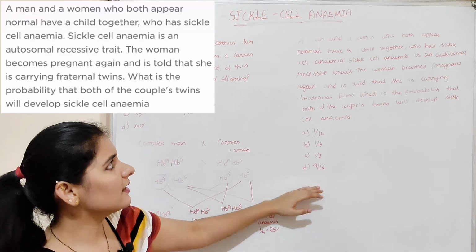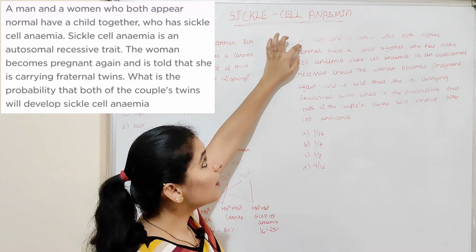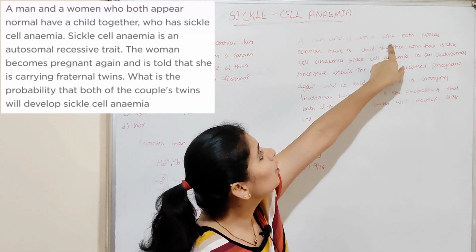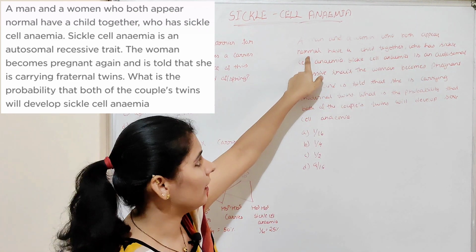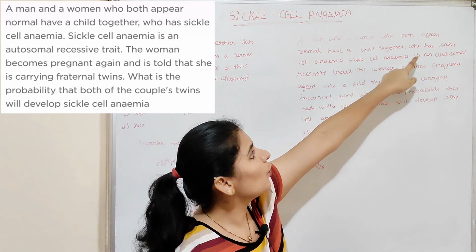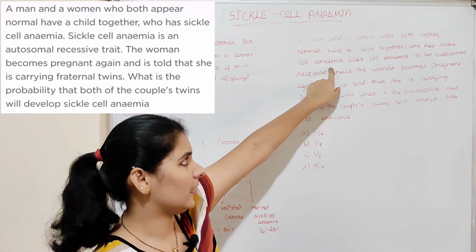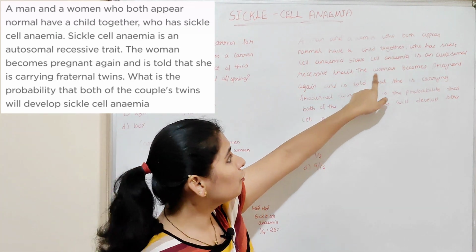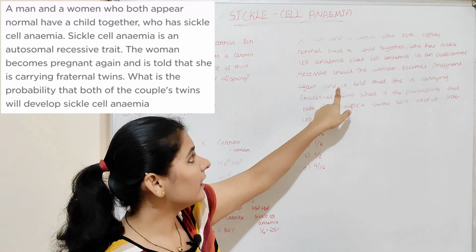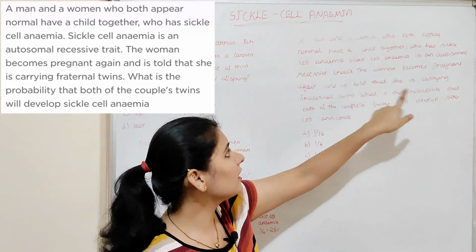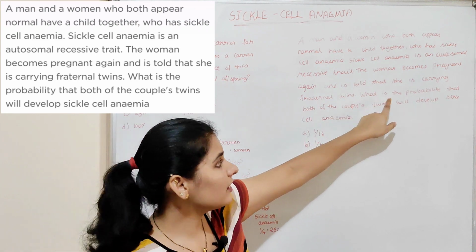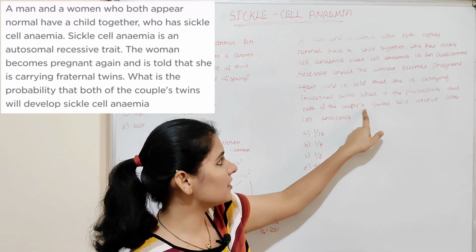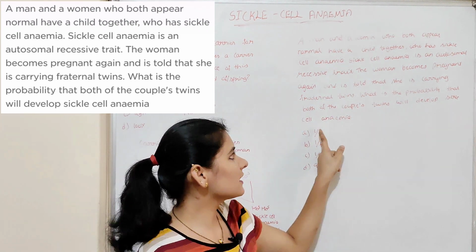Now we will discuss the second question, and the second question is: a man and a woman who both appear normal have a child together who has sickle cell anemia. Sickle cell anemia is an autosomal recessive trait. The woman becomes pregnant again and is told that she is carrying fraternal twins. What is the probability that both of the couple's twins will develop sickle cell anemia?